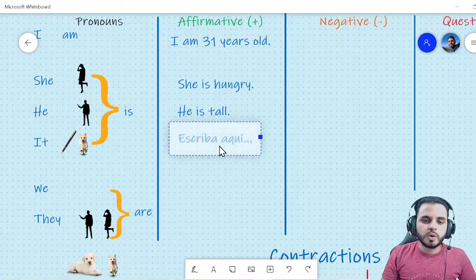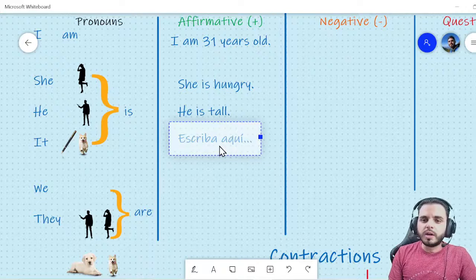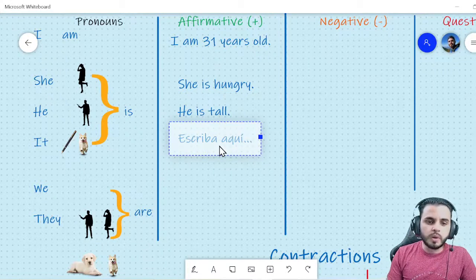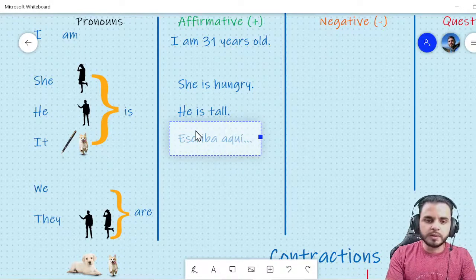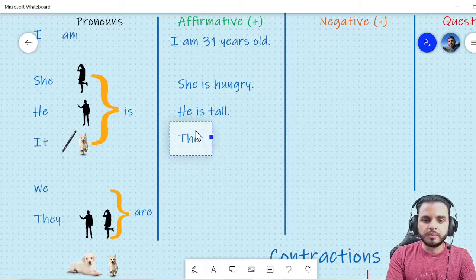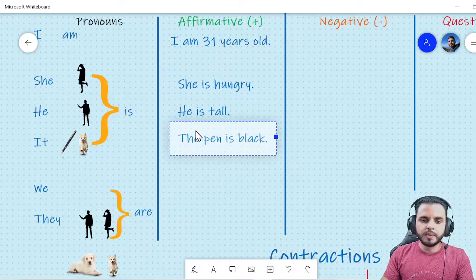Now, what if I'm going to talk about a thing, and I need maybe to describe that thing. Maybe it is, well, the pen that we have here. So maybe we can say that the pen is black.